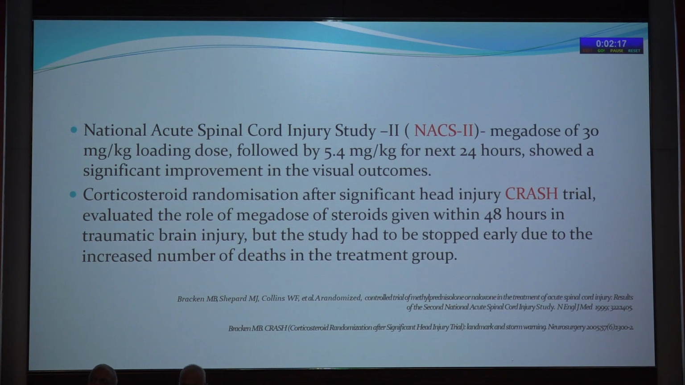But contrary to this study, the other study, the Corticosteroid Randomization After Significant Head injury CRASH study, has shown us that a mega dose, if given within 48 hours, can actually cause worsening of the mental status. It may increase the cortical edema and may actually result in death. So this study was stopped in between.